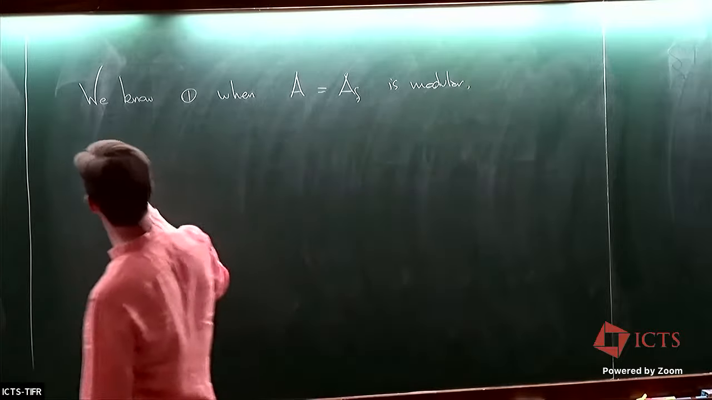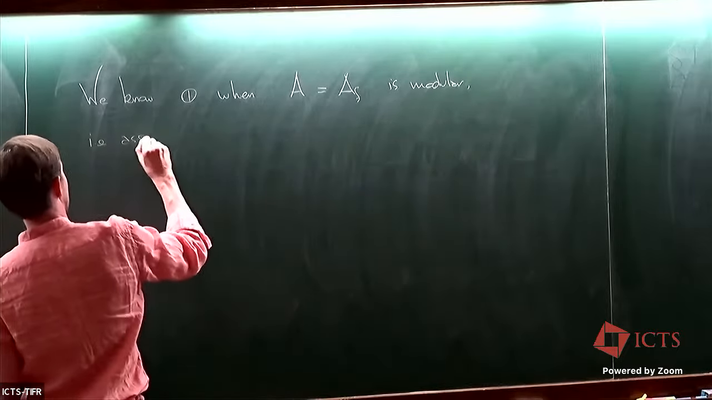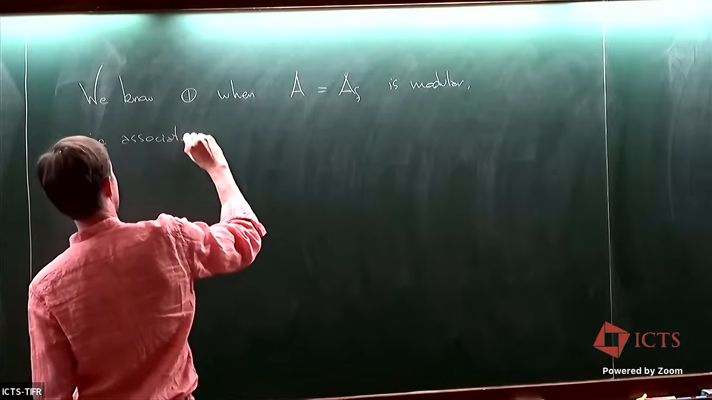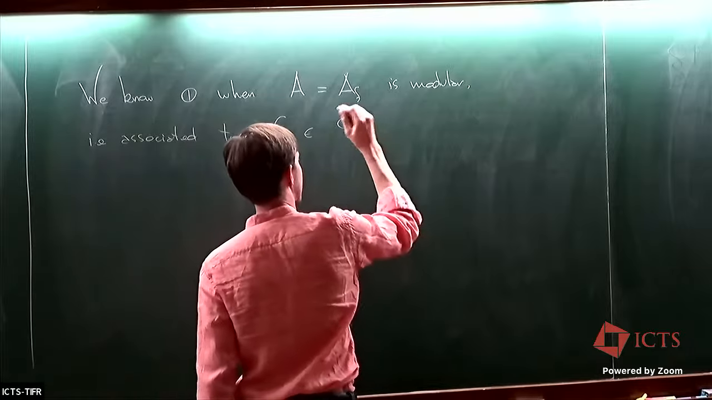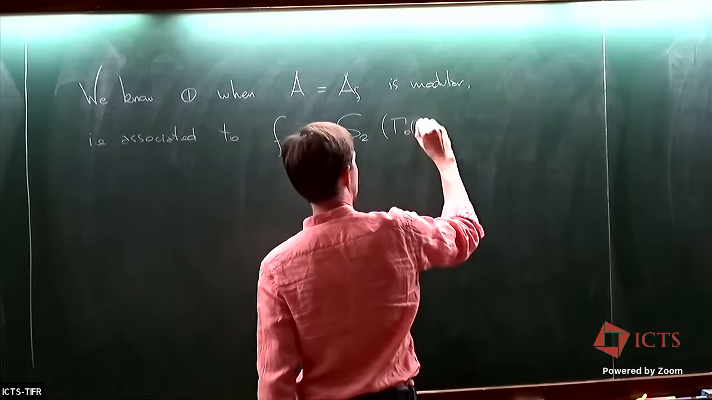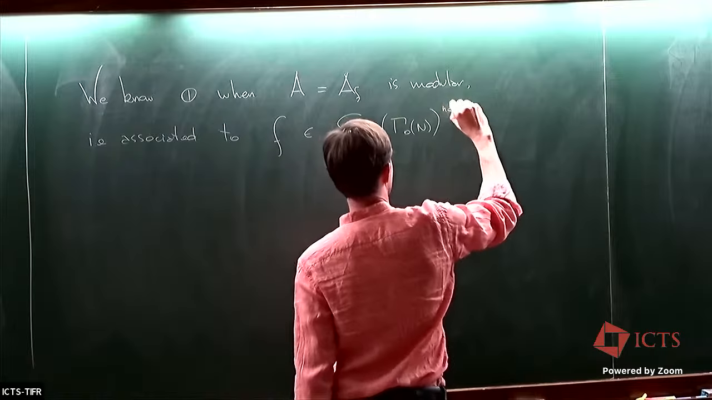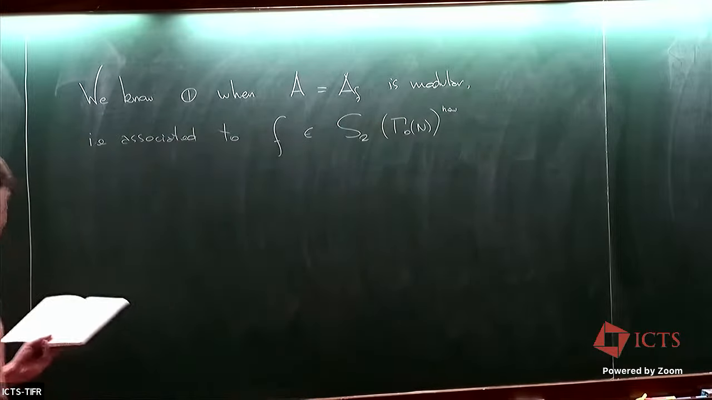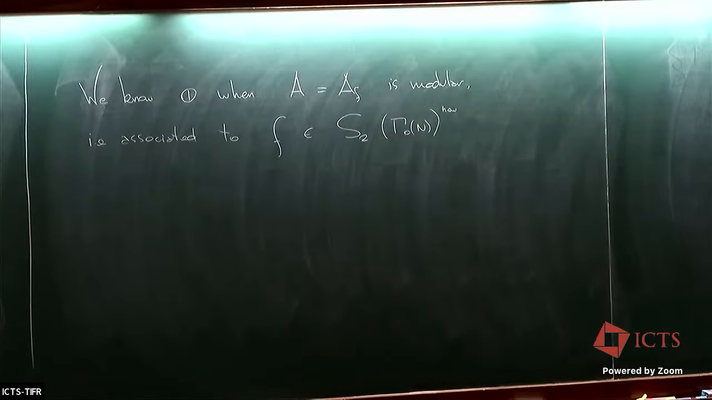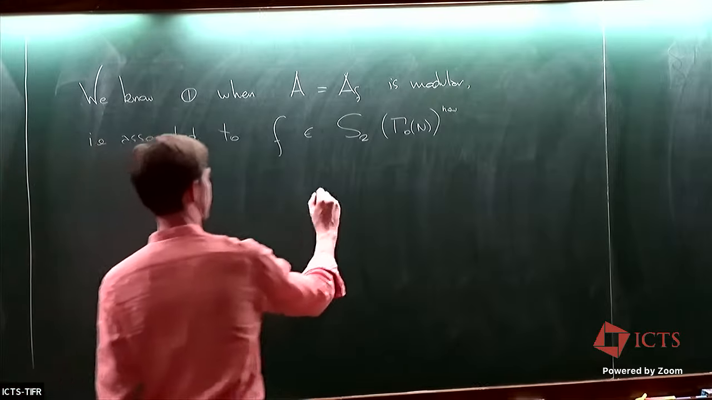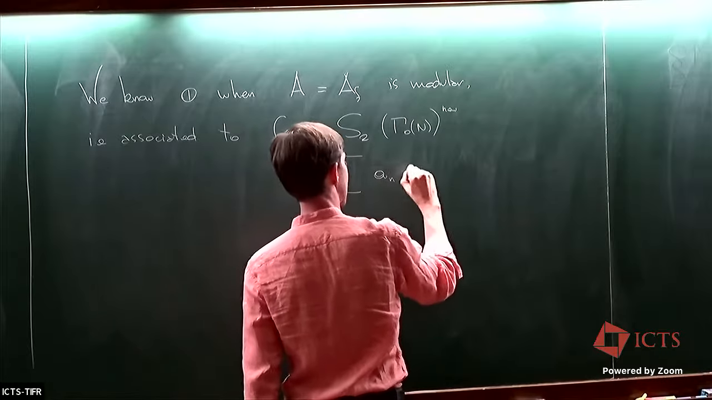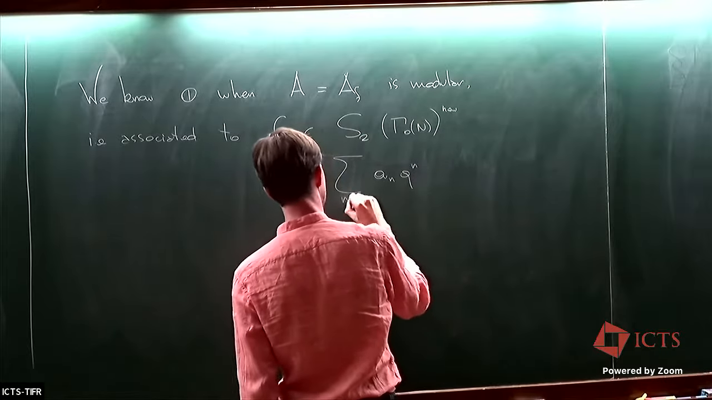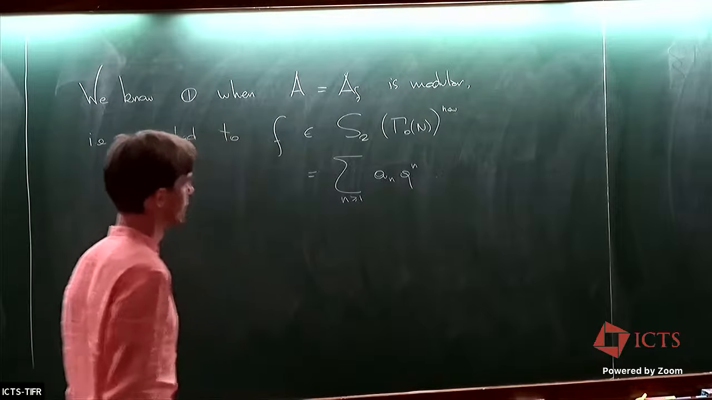So modular, i.e., associated to some form F, which will be a cusp form of weight 2 and level Gamma_0(N), that is new. Okay, so this F, for instance, will have some q-expansion, and I'd like to fix the notation a_n for its q-expansion coefficients.